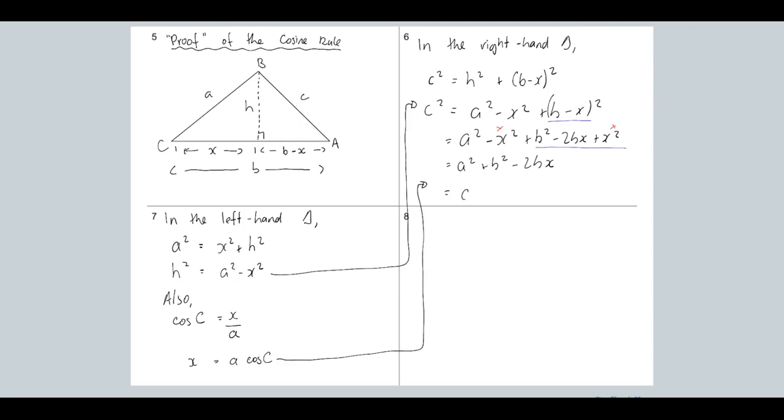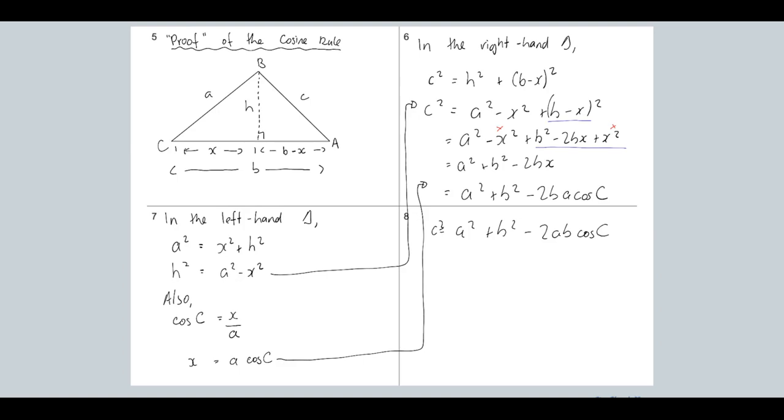So I get a squared plus b squared minus 2ba cos C. And I can rearrange that a little bit. So I get c squared equals a squared plus b squared minus 2ab cos C. Done. So it's quite elegant, isn't it, really? We do it by splitting up the triangle.